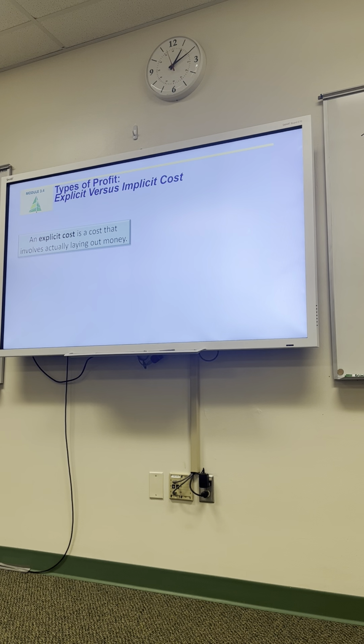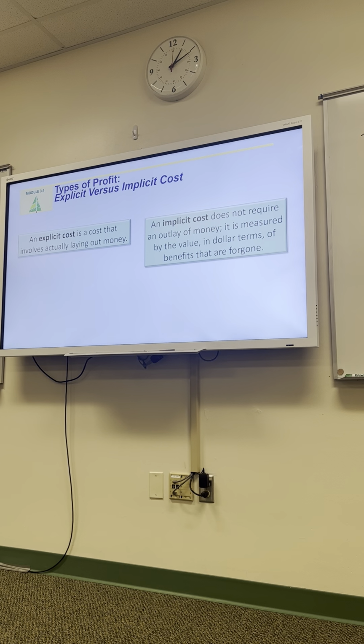All right. So an explicit cost is one that actually is a laying out of money, and an implicit cost does not require an outlay of money. It's measured by the value in terms of benefits that are foregone, the opportunity cost. And I'll give you an example, okay?